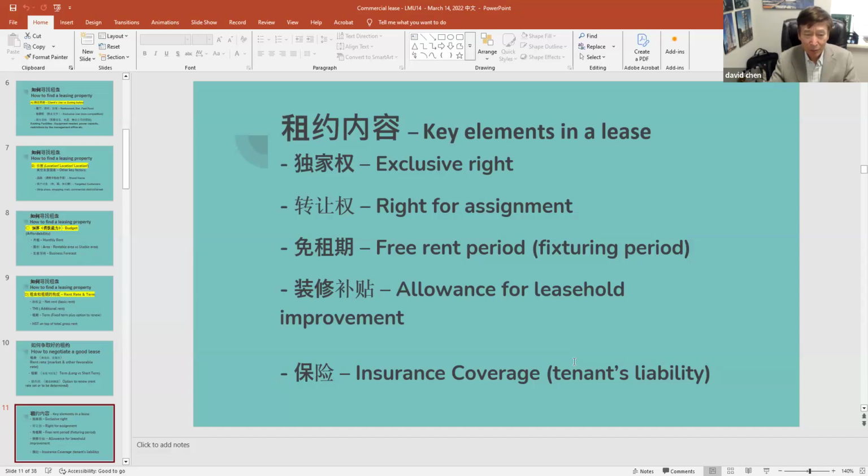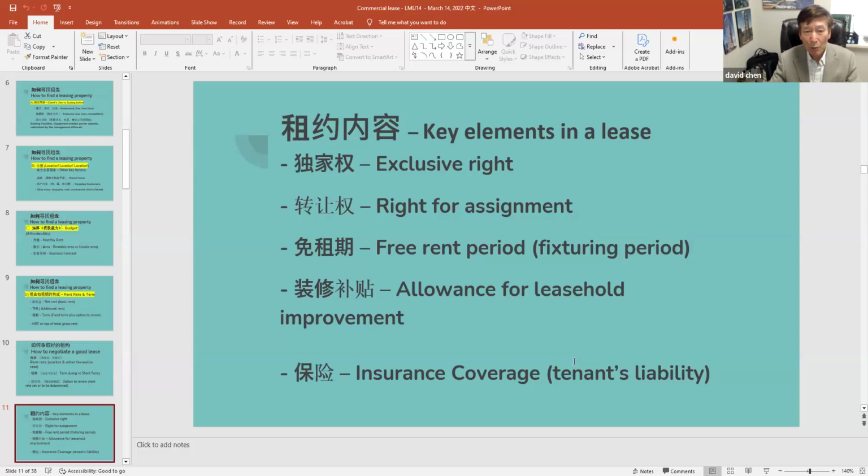As a listing agent, please remember this is one thing, right? The listing agent will ask, oh, David, you have a client setting up a business, you ask for 3 months free rent period, why do you ask for that long? You can ask the tenant, ask the tenant's agent.